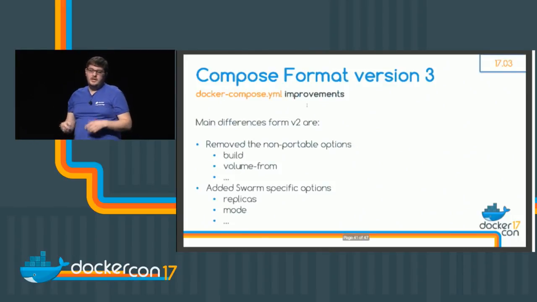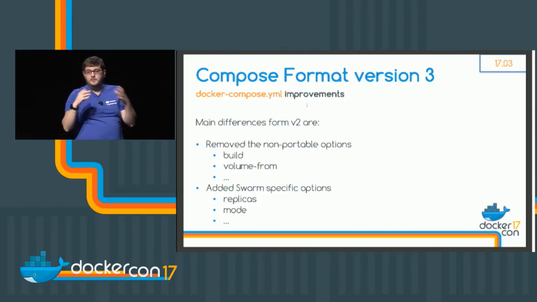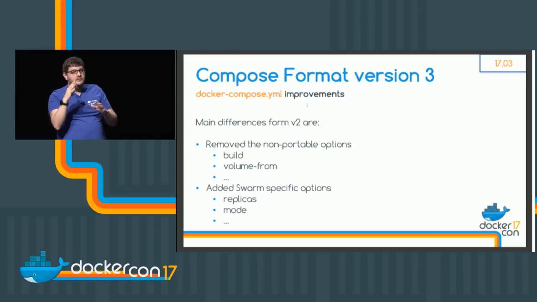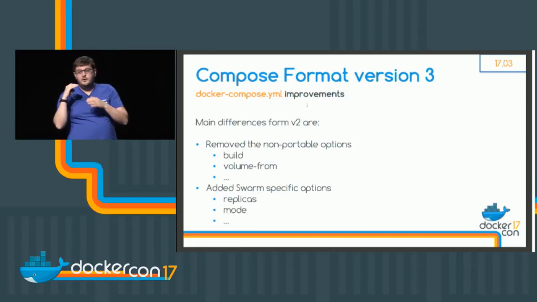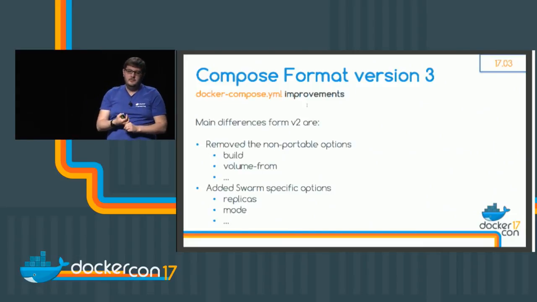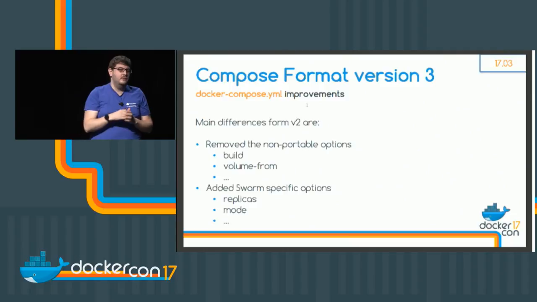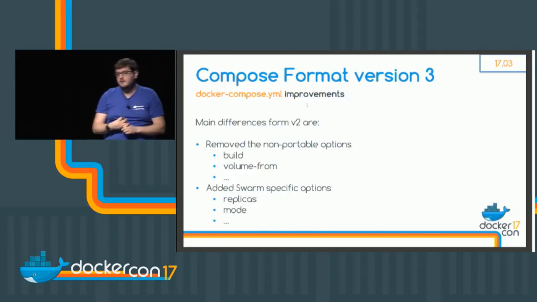To support this change, we had to bump the version of Compose. The Compose format was updated from version 2 to version 3. They look similar, but there are a few key differences that are important to understand. In version 3, we removed all the non-portable options, build for example, or volume from. Those options didn't make sense in a clustered environment, so they are not supported. And we added a bunch of Swarm-specific options, such as the number of replicas you want to use or the mode of your service. Is it a global service? Is it a replicated service? Those are the key differences.